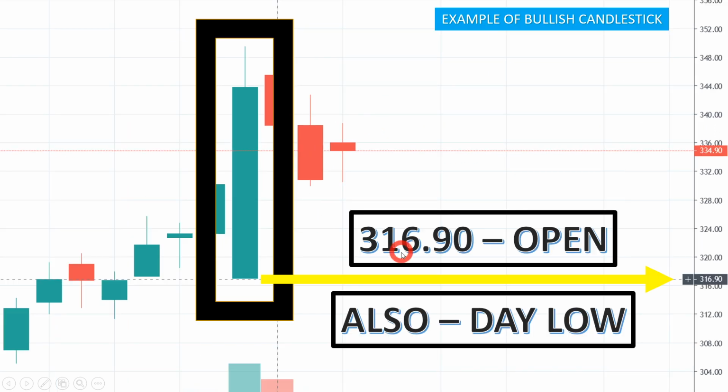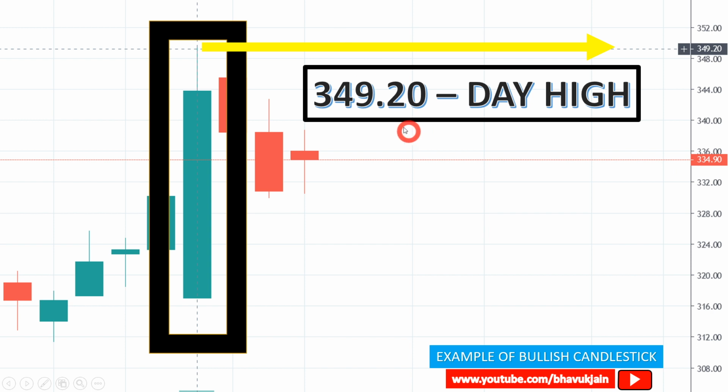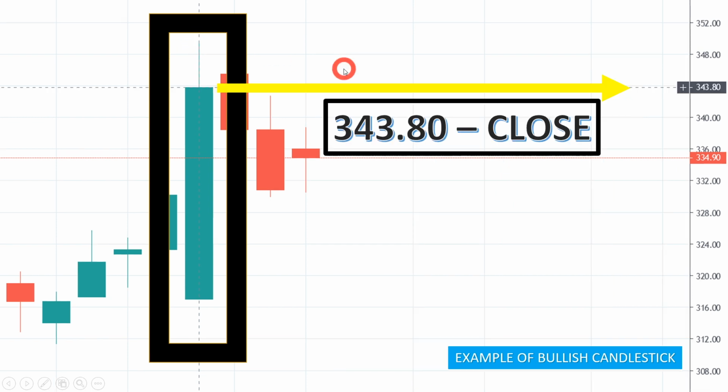So again, it opened at 316. There is no lower wick because the price at which this candle opened is also the day low. It went as high as 349, that is the upper end of the wick, and it closed here. So it is clearly a bullish candle.